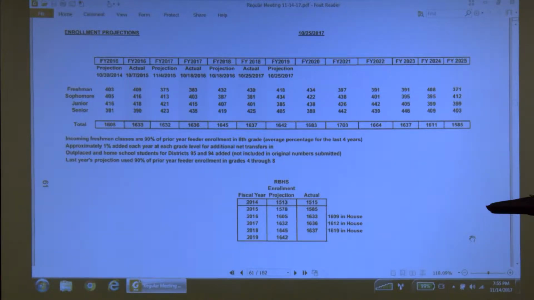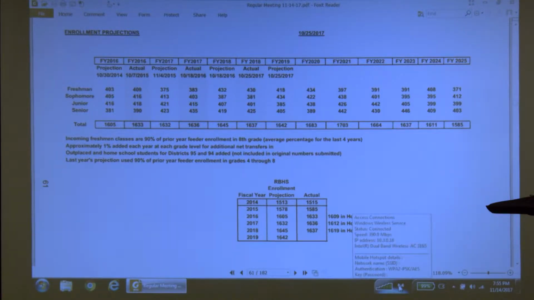If you look at the bottom where it has our enrollment, the actual 619 in-house is because we have 18 students outplaced. I'll go over how I do that projection on the next page.